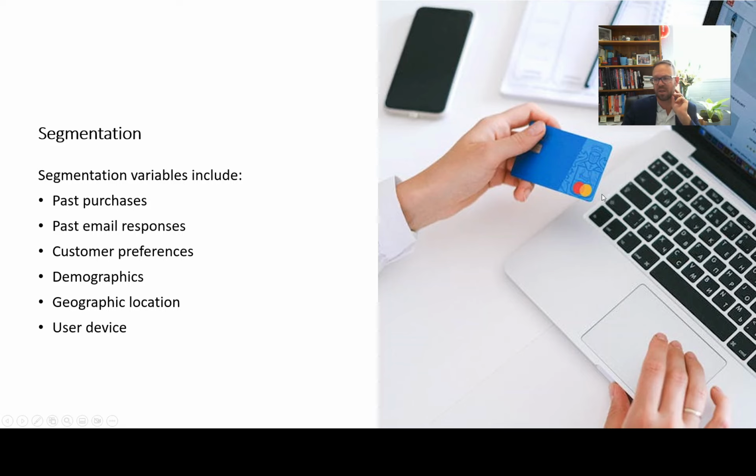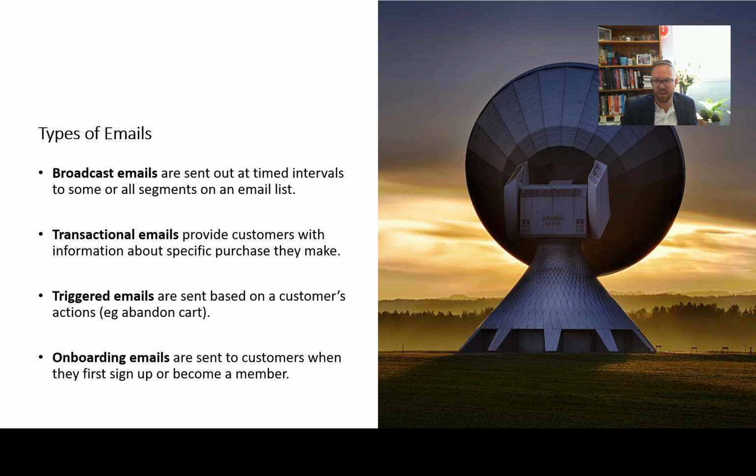So past purchasing is a distinct behaviour. Email response is a behaviour. Customer preferences, which is the psychological stuff of it. Demographics, geographic location, and then user device. So for digital marketing, you can actually get data on this, so the segments can be quite specific and accurate.